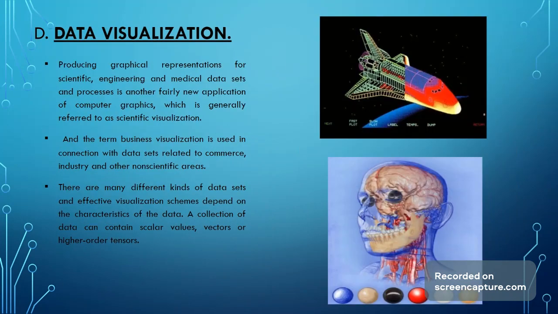The other application is data visualization. Producing graphical representations for scientific, engineering, and medical data sets and processes is another fairly new application of computer graphics, which is generally referred to as scientific visualization. The term business visualization is used in connection with data sets related to commerce, industry, and other non-scientific areas. There are different kinds of data sets, and effective visualization schemes depend on the characteristics of the data. A collection of data can contain scalar values, vectors, or higher-order tensors.